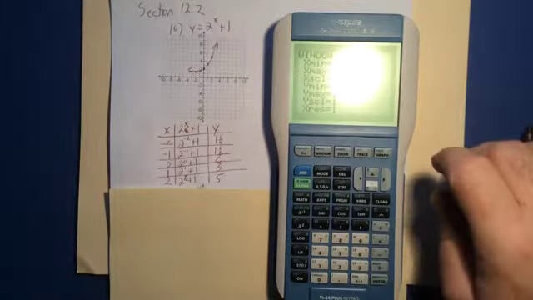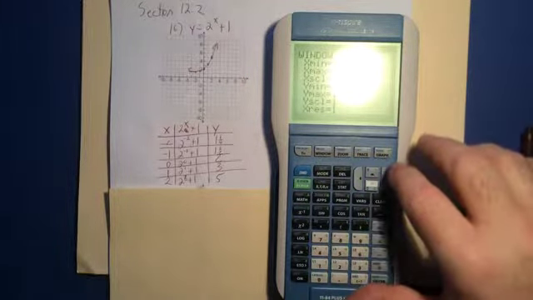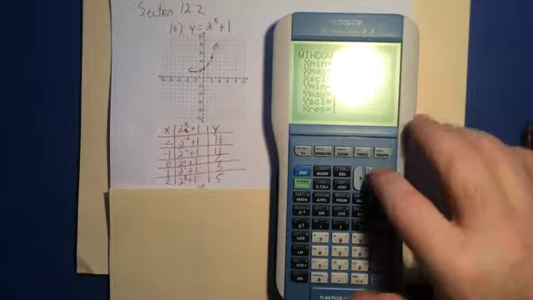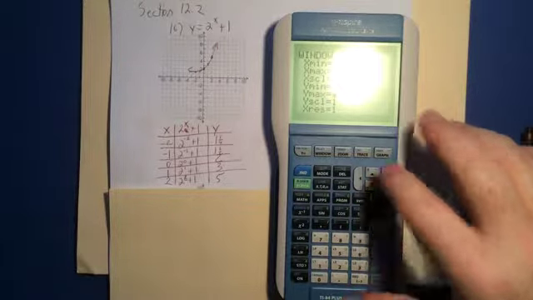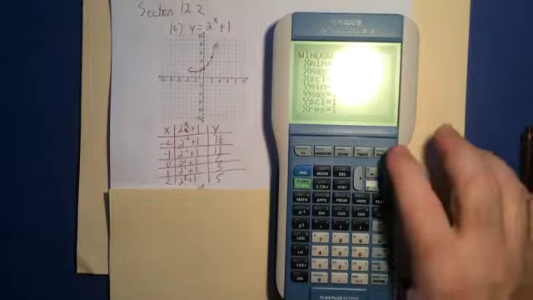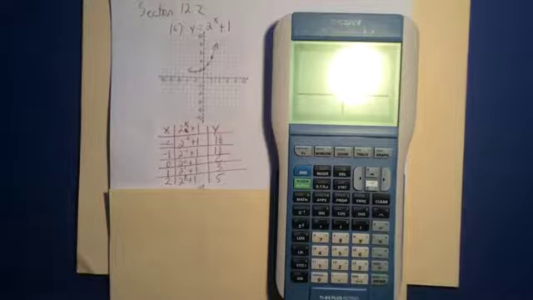Let's adjust the window again. X min is negative 10, x max is 10, the x scale is 1. Y min, oh, because I made the y max 1 instead of 10. Let's try the graph of this now and see what happens.